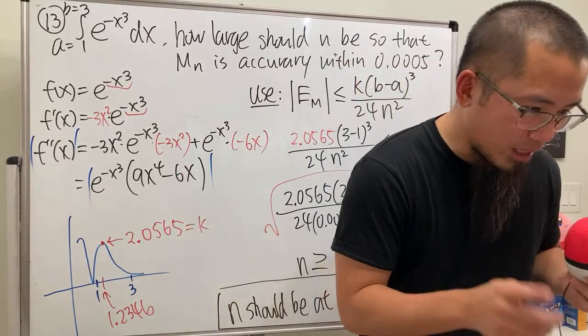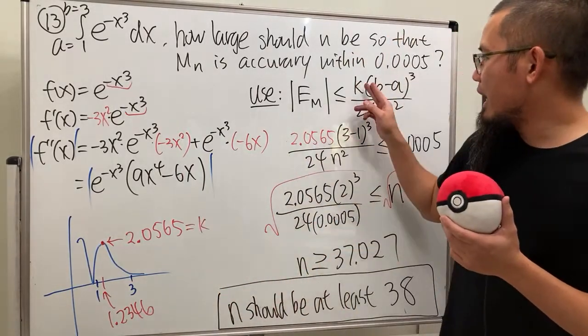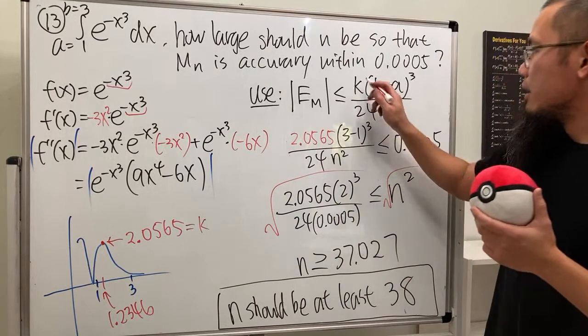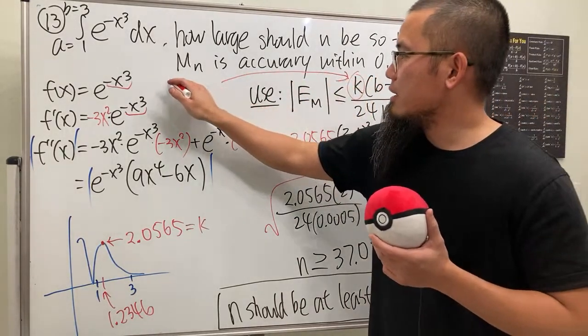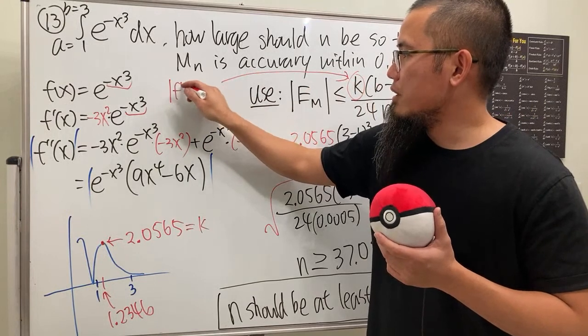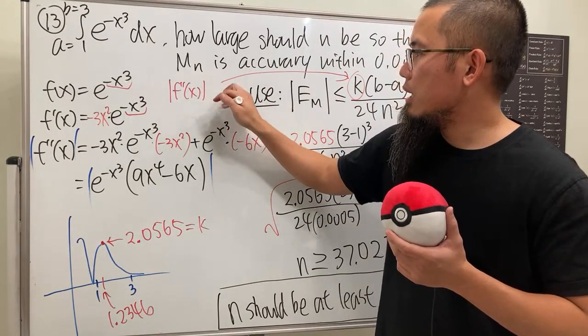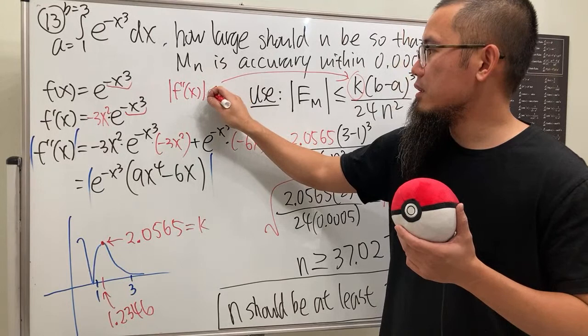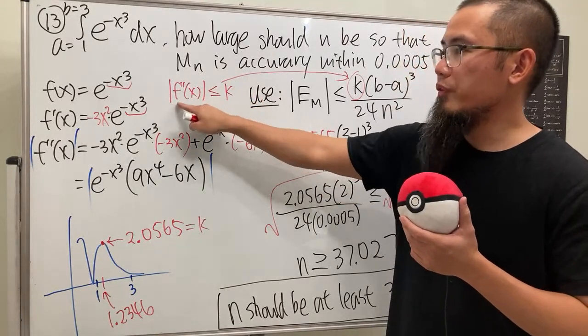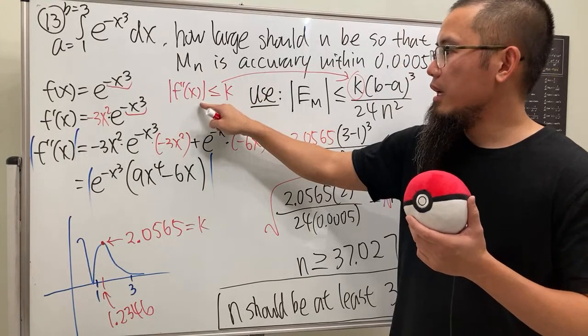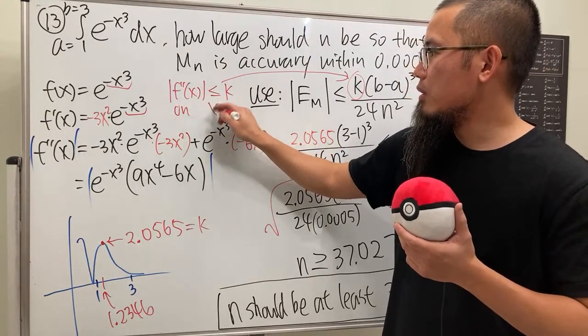But anyway, that's it for today. Thanks so much for coming. I'll answer some questions. How to get the k. All right, so k, let me just put this down right here. K is the maximum of the absolute value of the second derivative. And we just care about it on the interval a to b.